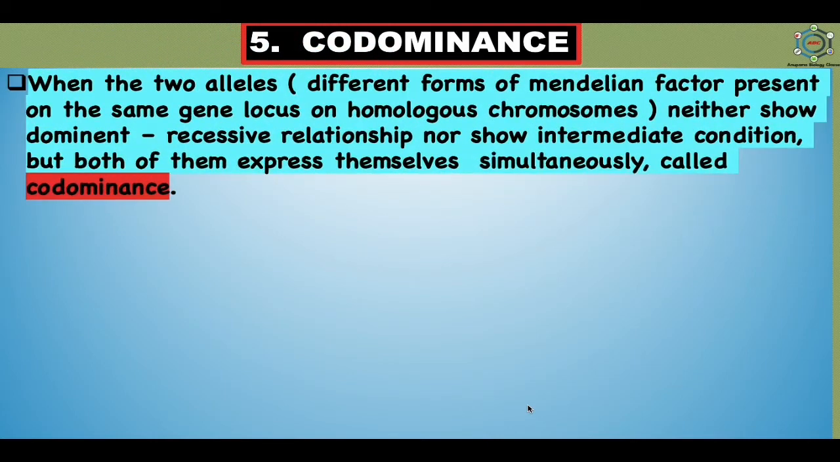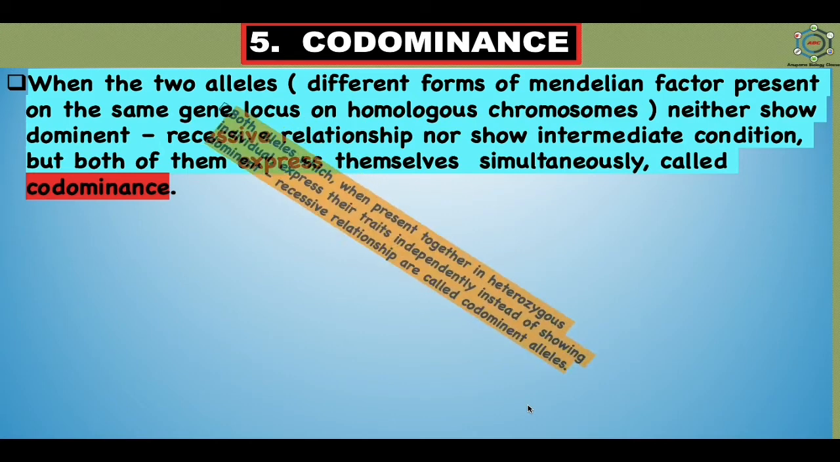Now, codominance. When the two alleles, different forms of the Mendelian factors present on the same gene locus on homologous chromosomes, neither show a dominant-recessive relationship nor show intermediate conditions, but both of them express themselves simultaneously, it is called codominance.